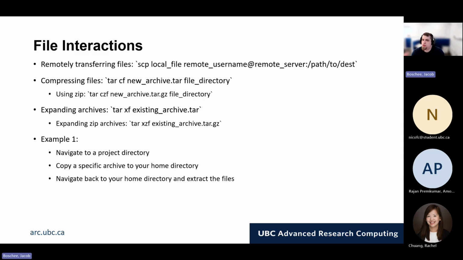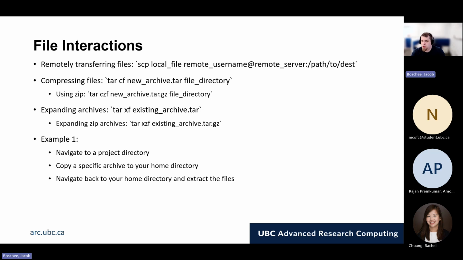To create an archive, you can do tar cf, which is create, and then f is to give a file name for the output. You give the output name. So in this case, we'll just call it new archive.tar, and then you give it the source of the data that you'd like to copy in. So in this case, with some file directory.